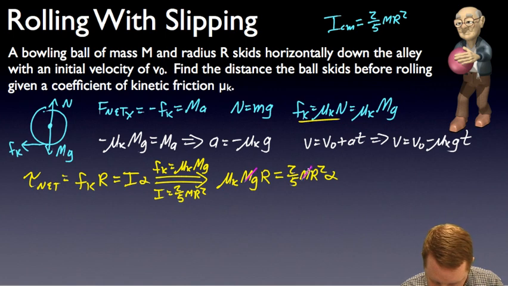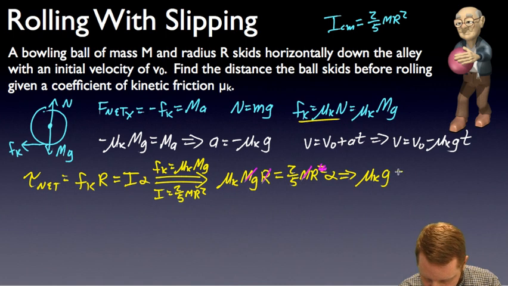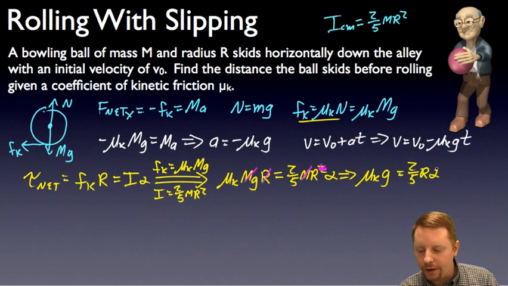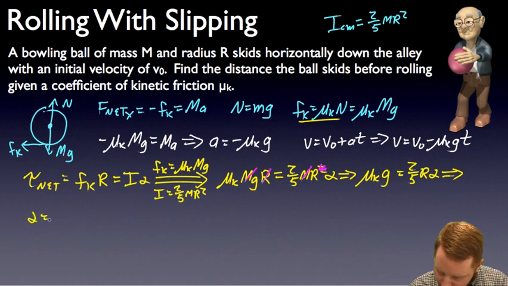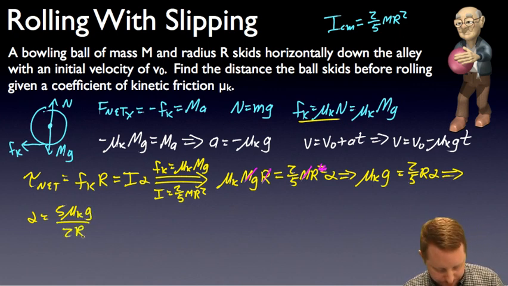Already there are a couple simplifications I can make. I've got a mass on both sides. I've got an r on both sides. So I could rewrite this as mu k times g equals 2/5 r alpha. All right, at this point, why don't we solve for alpha? That should be pretty easy. Alpha then is going to be equal to 5 mu k g over 2r.